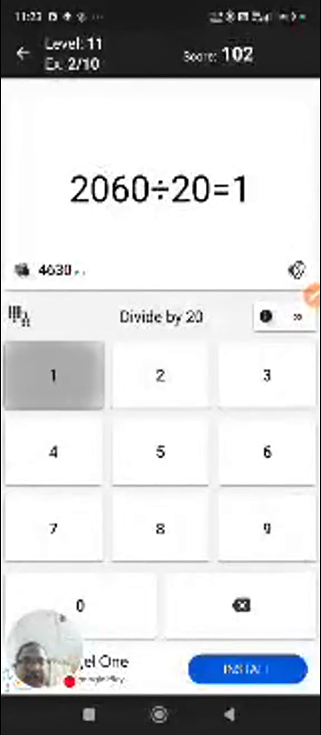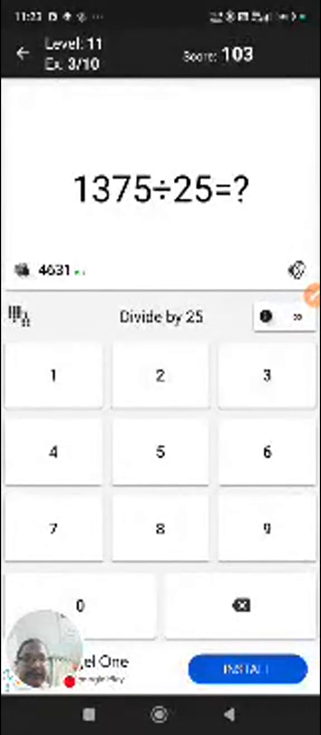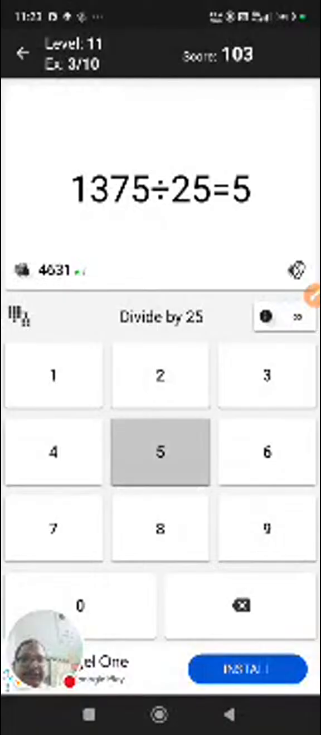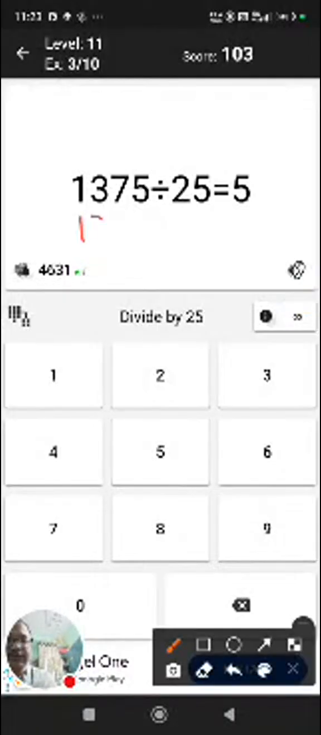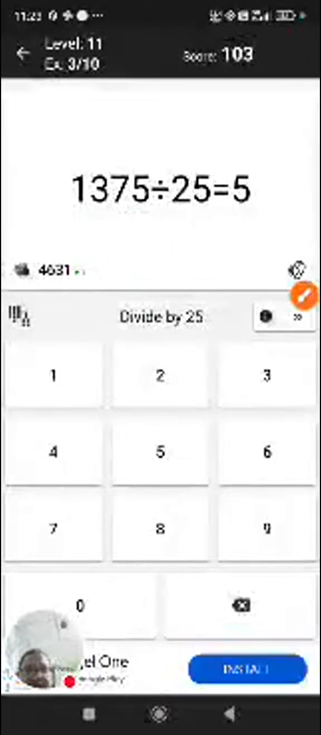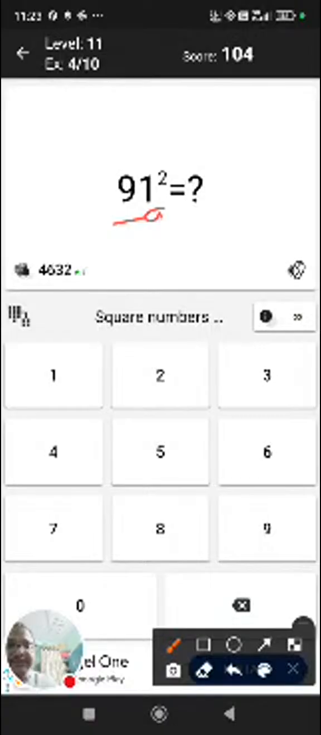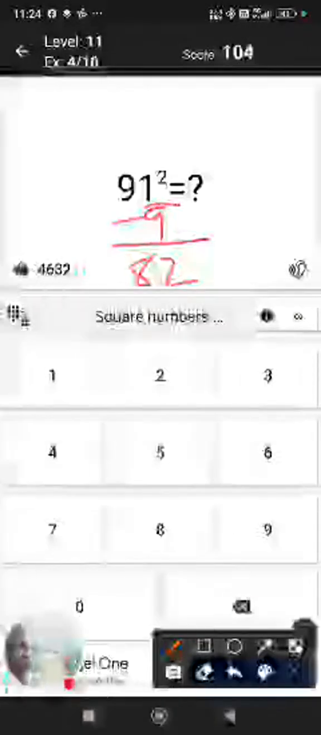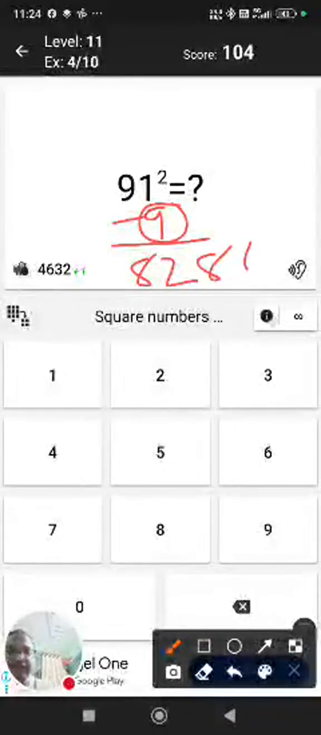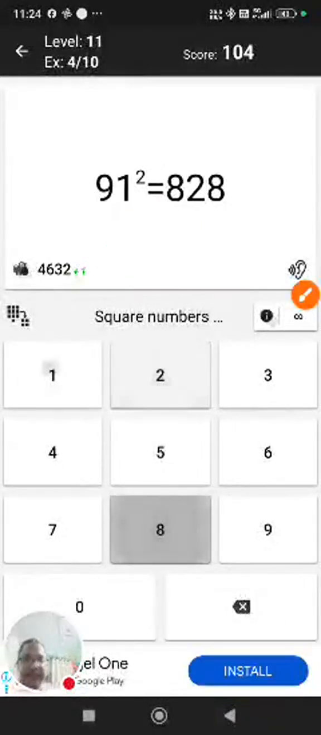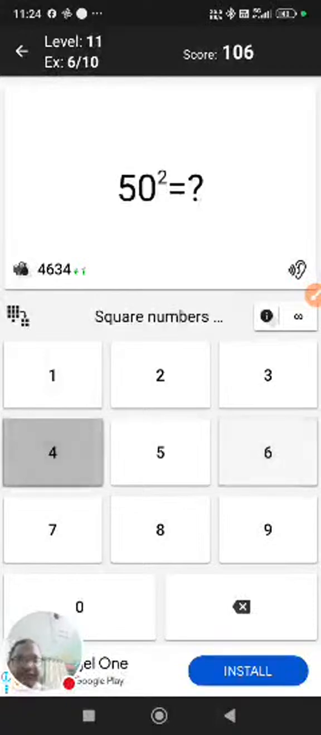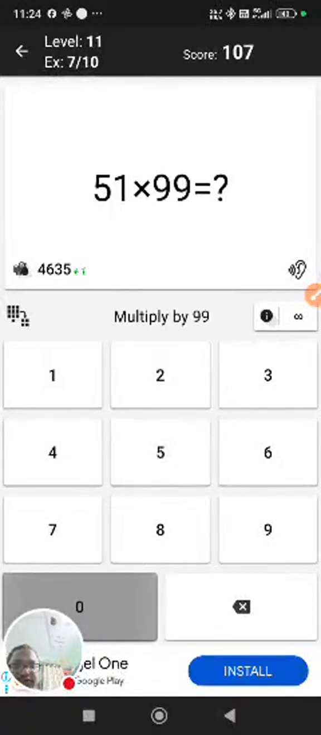0 0 cancel. 103, 25. 5 times is 125. So we are left with 125. So again 5 will be the answer. 91 square. It is 9 less than 100. So subtracting 9 from this one we get 82, and talking about 9 square, which is 81. So answer will be 8281. 8 square 64. 50 square 2500.